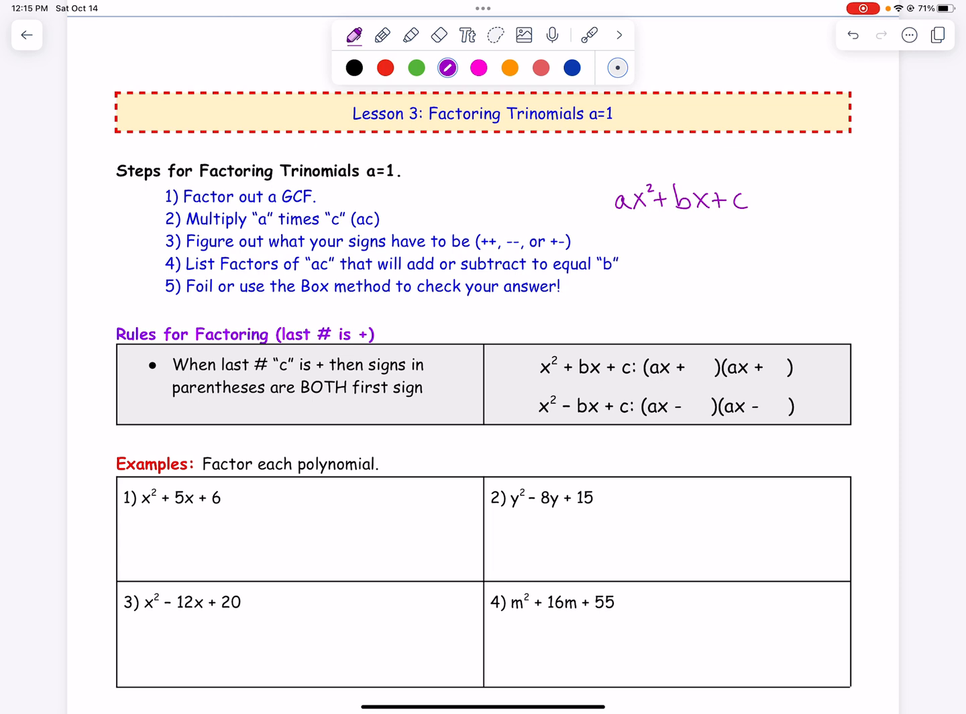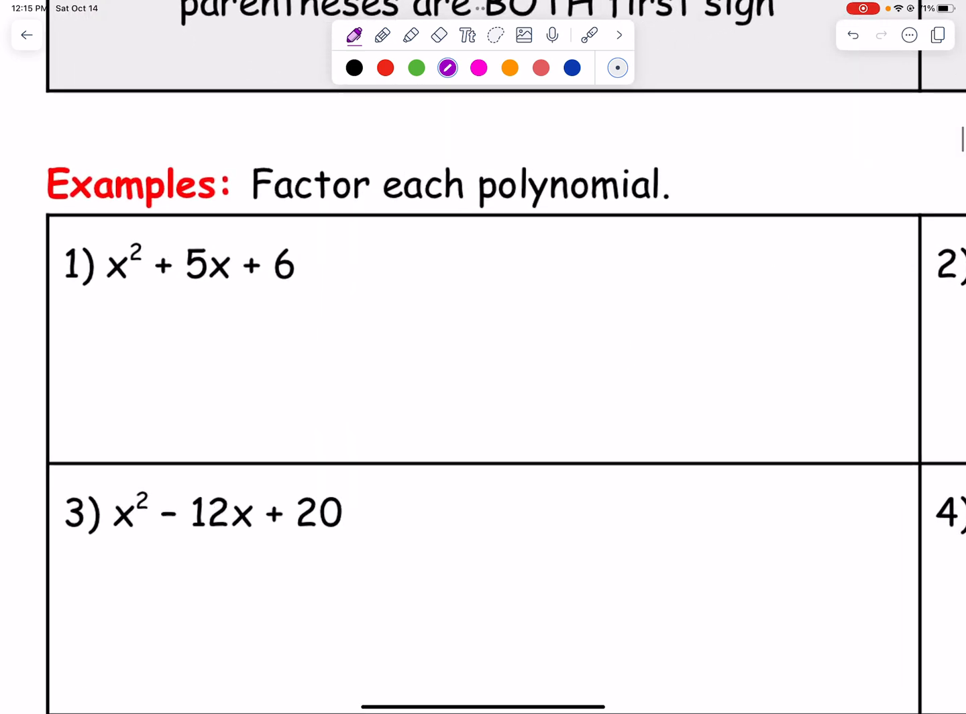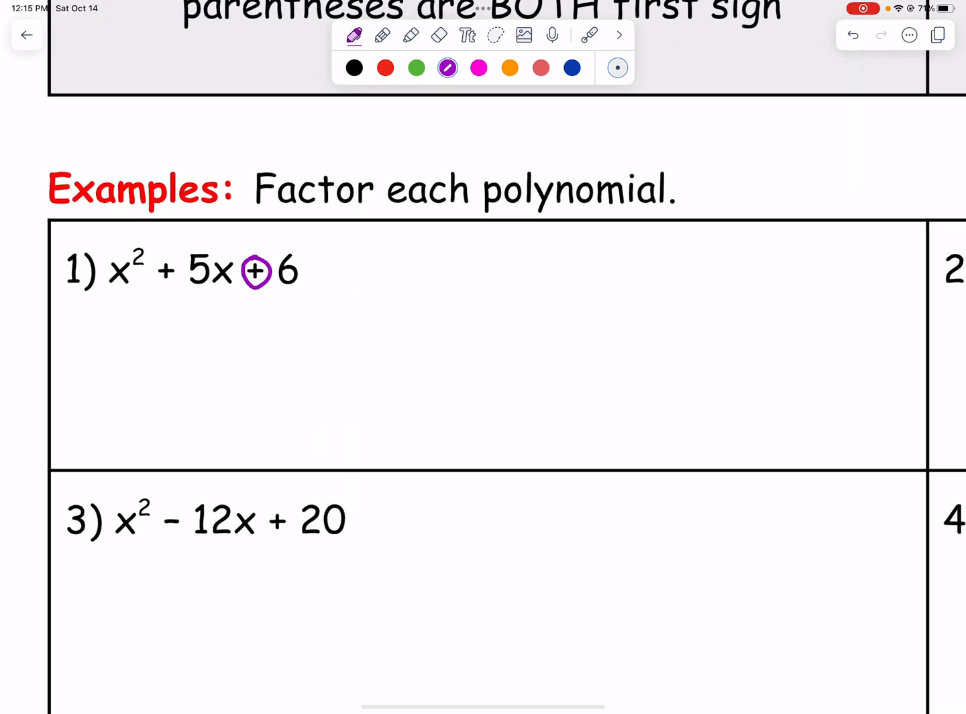So it says in the next box, when the last number, which is your c, your constant, is positive, then the signs in your parentheses are both going to be the sign of the first sign. So that means that first sign that you see written between the terms. So for number 1, we can see that the c value is positive. So that means both of our factors are going to be positive. That's how you apply that little trick.